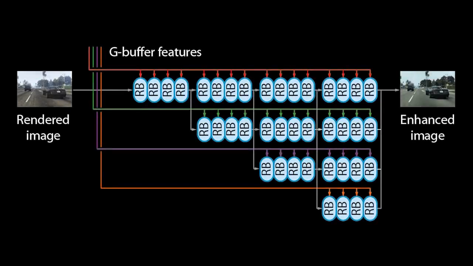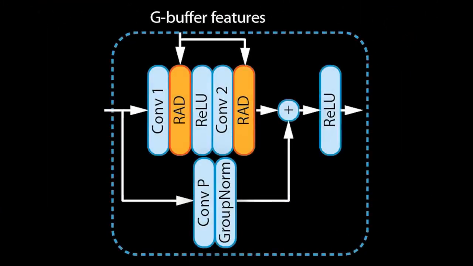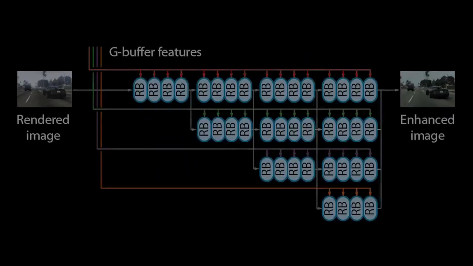The enhancement network is based on HRNet, which processes images at multiple scales in parallel. Each scale of the feature tensors matches a scale in the network. The network consists of many residual blocks at each scale. Within the residual blocks, we replace the batch normalization layers with our own rendering-aware denormalization blocks, or RAD for short. The RAD layers modulate features based on the rendering information in the G-buffer feature tensors. For more details, we refer to our paper.